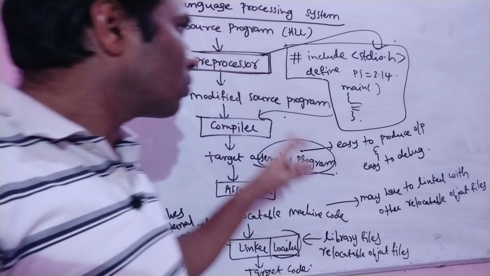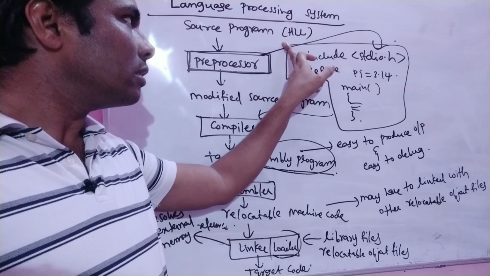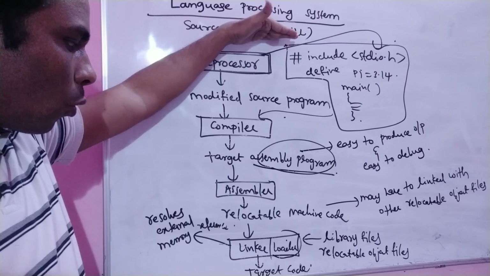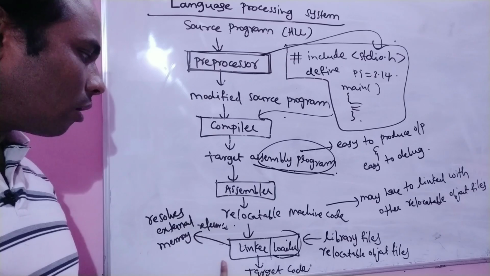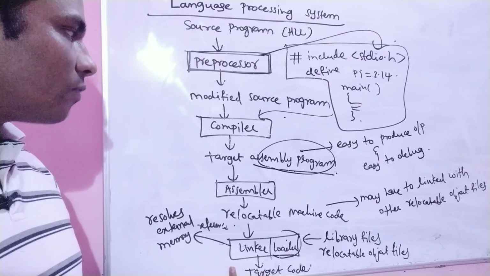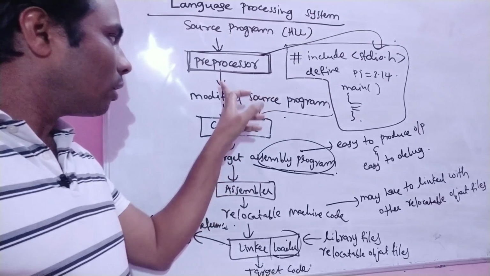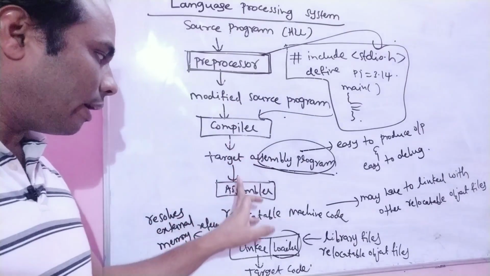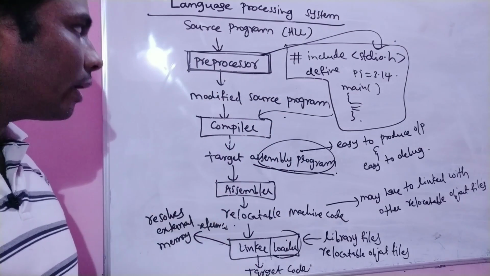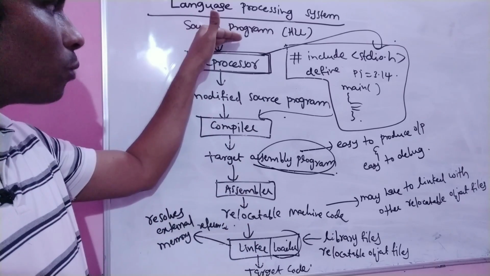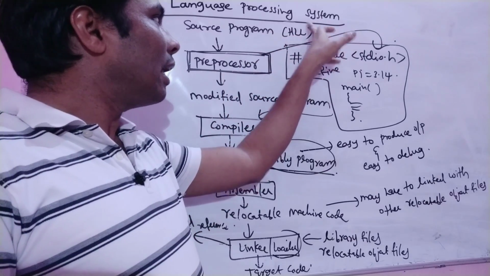But if we have a source program, and the source program may be in any high level language, how are you getting the target code from this high level language? What are the different components useful here? We are going to discuss one by one. Here the different components are the preprocessor, the compiler, the assembler, and the linker and loader. All these components are very important at the time of translating the source program to the target code.